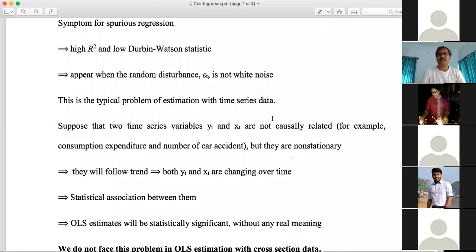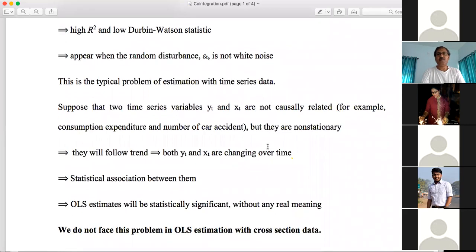Now in a time series, you will get a high value of statistical correlation, particularly when the variables are non-stationary. Why? Non-stationary time series means they will follow some kind of trend. Suppose we have two time series, Y_t and X_t, and they are not causally related. For example, Y_t denotes consumption expenditure, as I have already mentioned, and X_t denotes the number of car accidents.